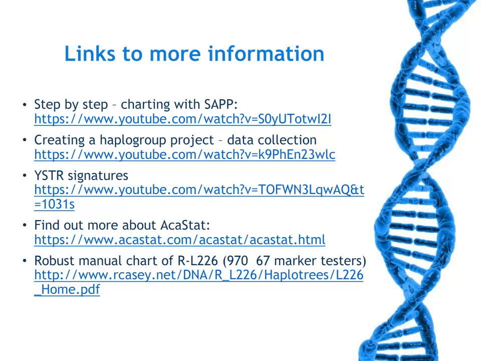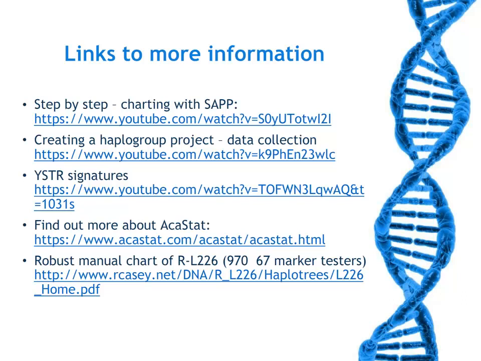Also, the data collection portion of it. This goes into how you create a haplogroup project, which you probably want to do. And that way you can start collecting data and use this analysis to jumpstart your haplogroup project. Also, there's a presentation if you don't quite understand what SDR signatures are. This one goes into how to do YSDR signatures. And if you want to find out a little more about AccuSTAP, this is a link to the AccuSTAP page to where you can actually download and buy this product and do it yourself if you want to.